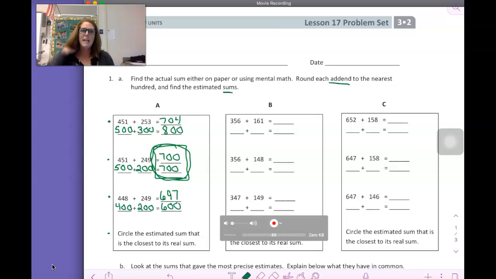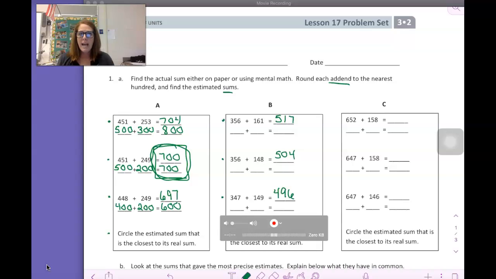We're going to do the same thing in boxes B and C. So what I want you to do is pause the video and then come on back so that we can continue together. Solve 356 plus 161, 356 plus 148, and 347 plus 149. Go ahead and pause the video and come on back. Welcome back. Hopefully you got these answers when you did your addition, 517, 504, and 496.